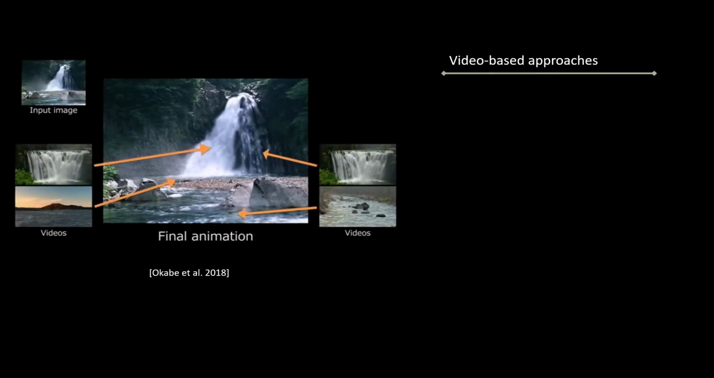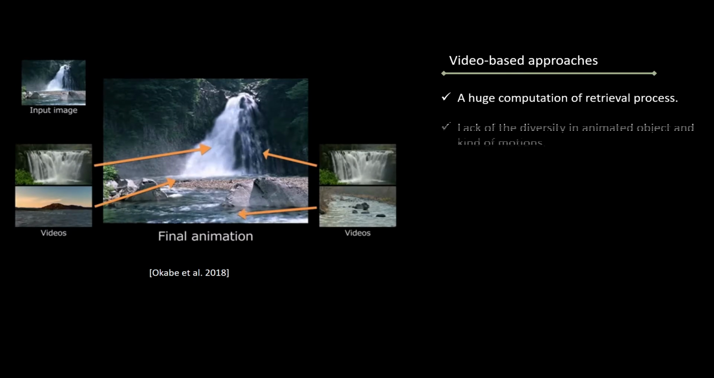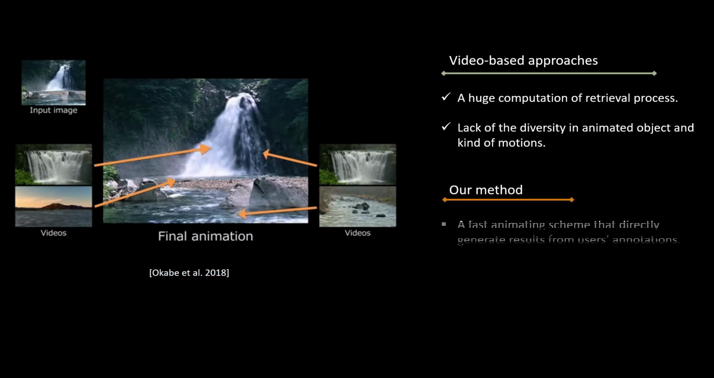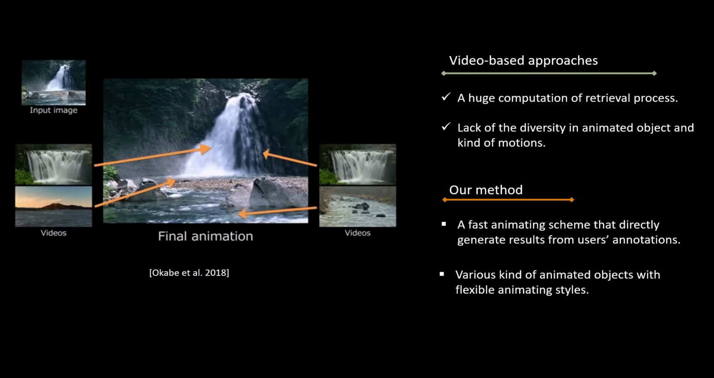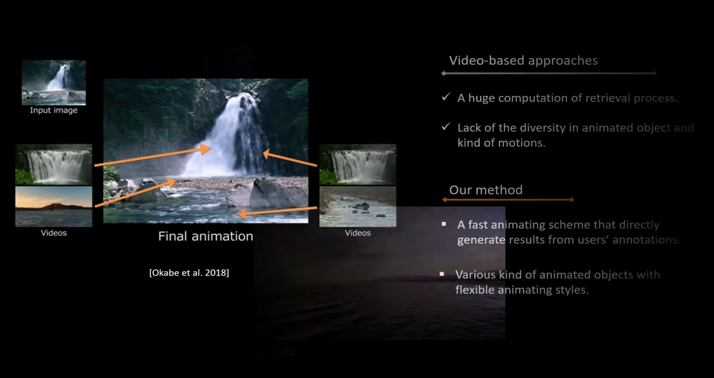In video-based approaches, they need a huge computation of retrieval process. Besides, such sample-based systems are restricted by the domain, thus the animated objects and kinds of motions generated by their system are limited. In our system, we propose a fast animating scheme that directly generates results from users' annotations. And, our system can generate various kinds of animated objects with flexible animating styles.